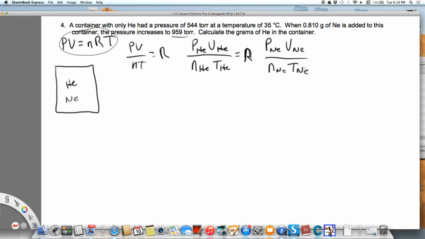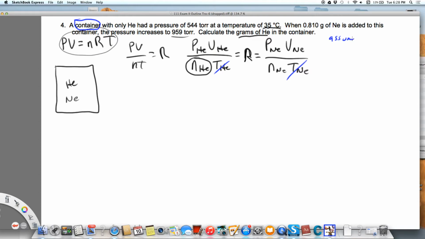So what we're really looking for in grams of helium is we need to solve for moles of helium. So then the question is, do we know everything else? Okay, so let's see if we can figure this out. The temperature doesn't change. There's no mention of a change in temperature. So what that means is we're going to cancel out the temperature of both of them. You'll also notice it says container, and it doesn't say anything about the volume of the container. So we're going to assume the volume is constant, okay?